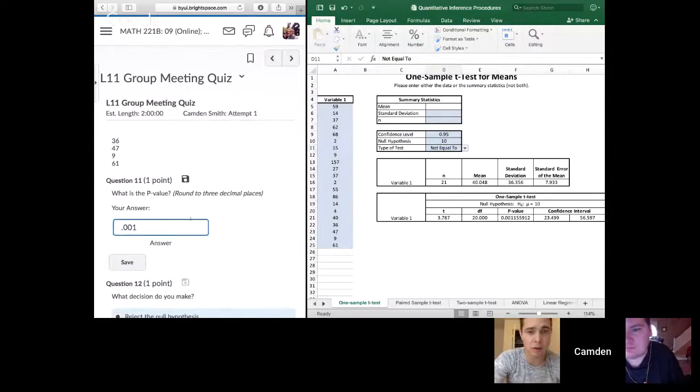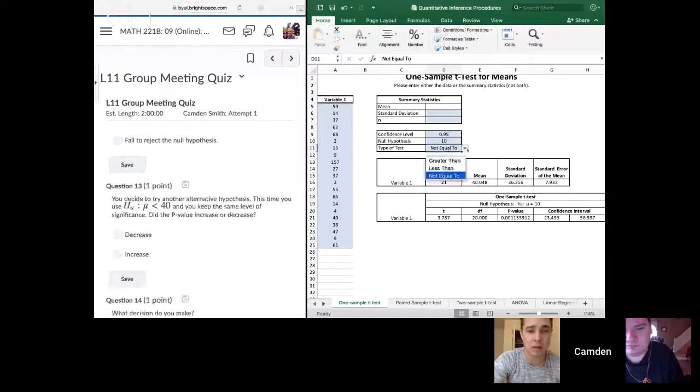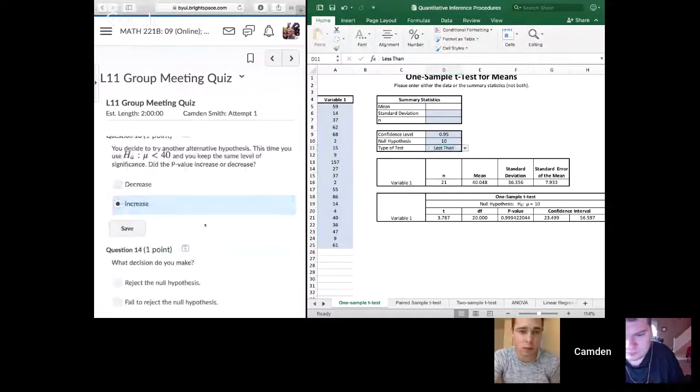So you decide to try another alternative hypothesis. This time you use less than, and you keep the same level of significance. Did the p-value increase or decrease? So we want to go back to less than. For 11, it was 0.001. I'm getting a different number, so maybe I entered it wrong. Okay, I'll go with yours. So when we put it to less than, the p-value increased. Yeah, 0.999.